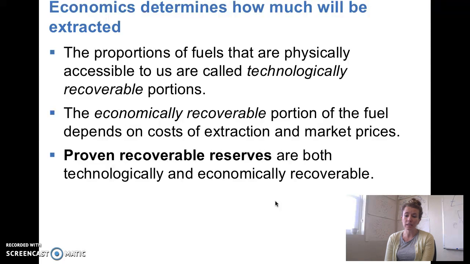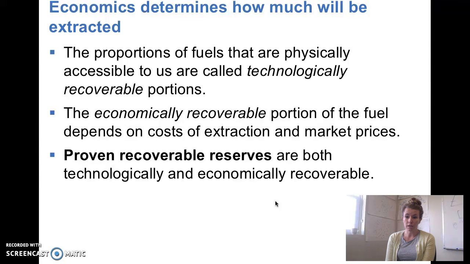Then we have the economically recoverable portion of all the fossil fuels, which depends on the cost of extraction and the market prices. So basically, if it's going to cost more to get it out than we will be able to make on it, then it's not economically recoverable because we won't make money on it. So that would change as the market price of fossil fuels goes up and down. So how much you have to pay for it goes up and down.